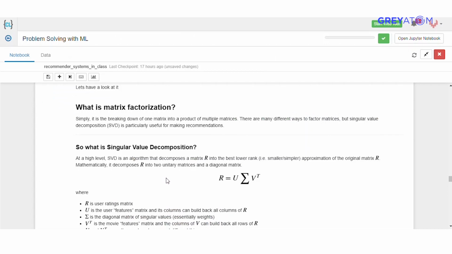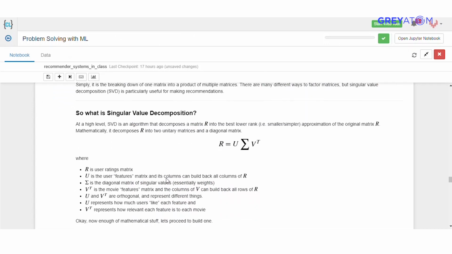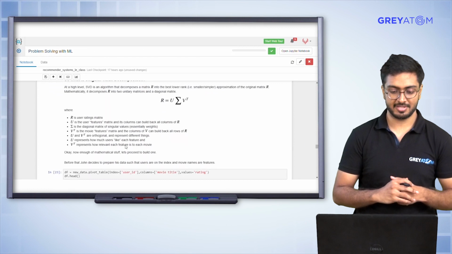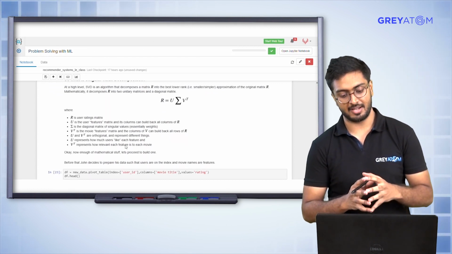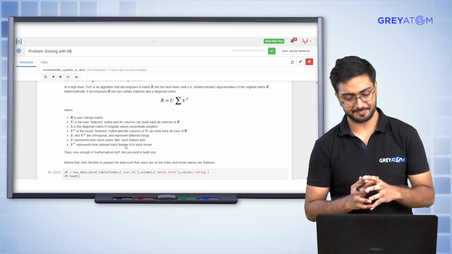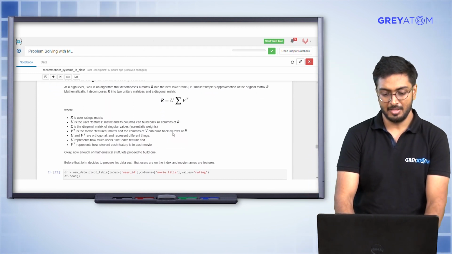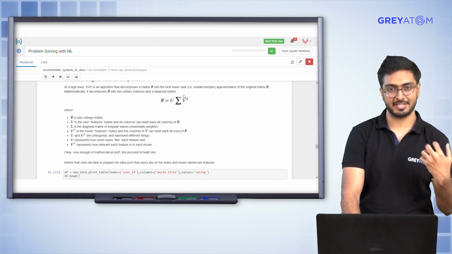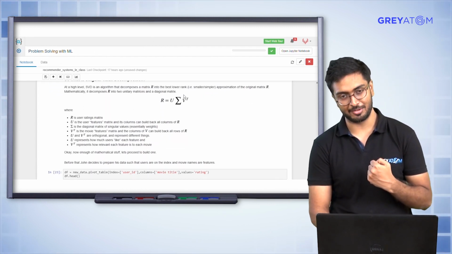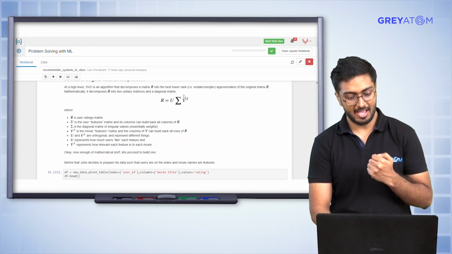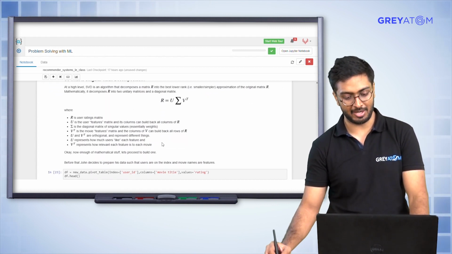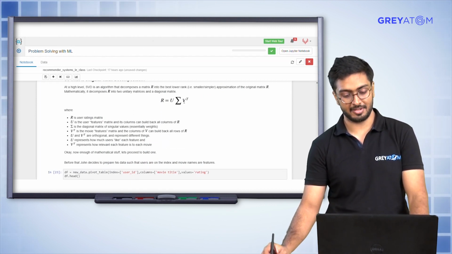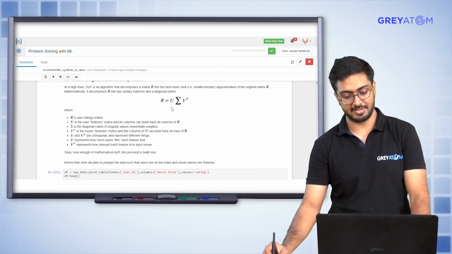Now why do we want to break it into different parts? What are the different parts? Let's understand that. So what is singular value decomposition? Singular value decomposition is an algorithm that decomposes a matrix R into its best lower rank form, right? What rank is, I would request you to go and have a look at what the rank of a matrix means. Mathematically, it decomposes R into two unitary matrices and one diagonal matrix. There's this matrix U and V, which are unitary matrices, and there's this diagonal matrix sigma.